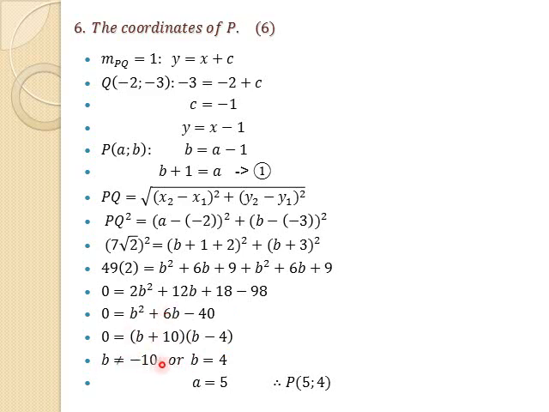P cannot equal negative 10 because p is on the positive side. So therefore p equal 4. If I substitute back, 4 plus 1, a equal 5. Therefore P is (5, 4). And we rule out negative 10 because my y value is positive, not negative.